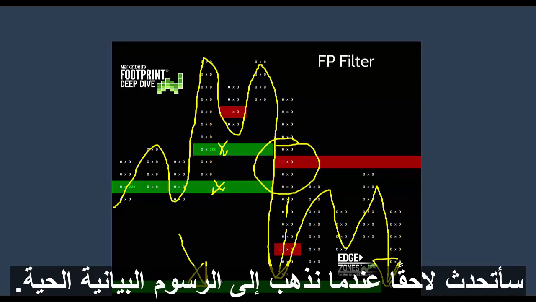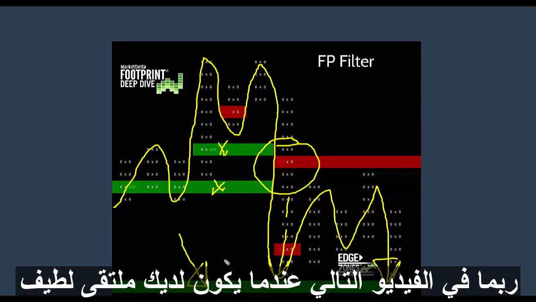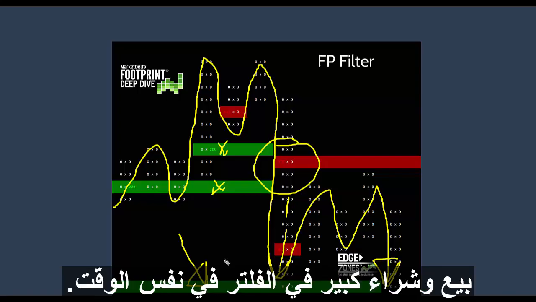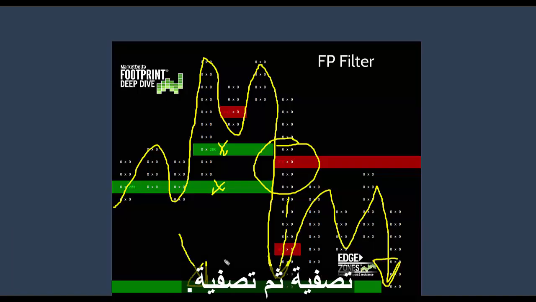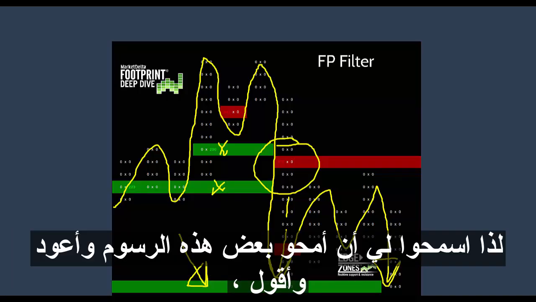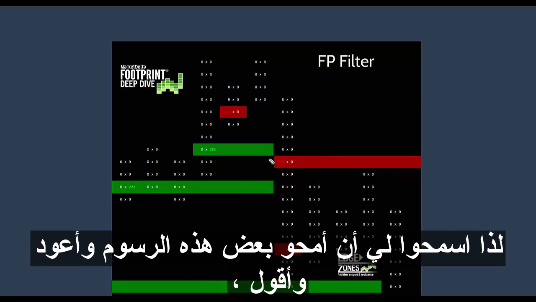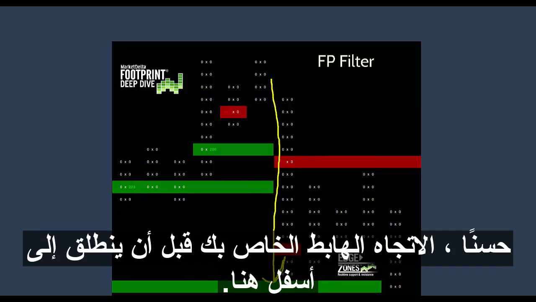I'll talk later when we go to live charts, probably in the next video, about when you have a nice confluence of big buying and selling in the filter at the same time you see it in the unfiltered chart, when you get an edge zone on the filter and the unfiltered. So let me erase some of these illustrations and come back and say, all right, you're bearish before it has to run all the way down in here.